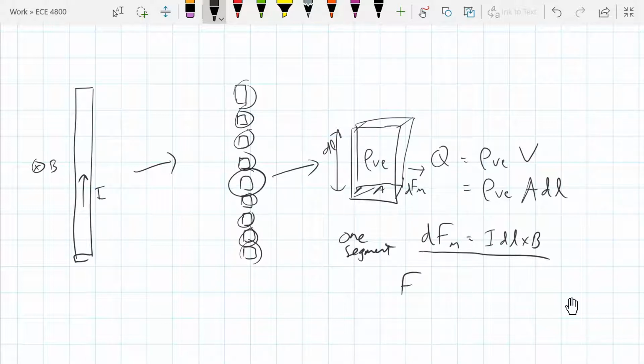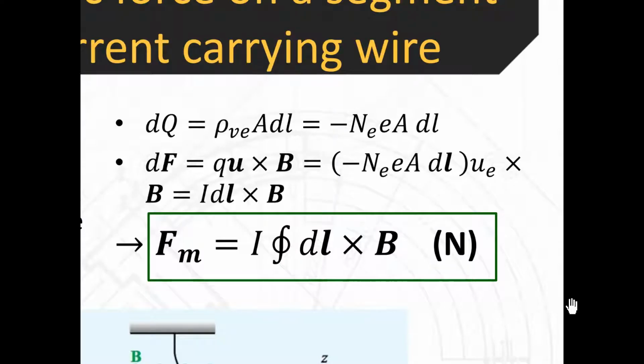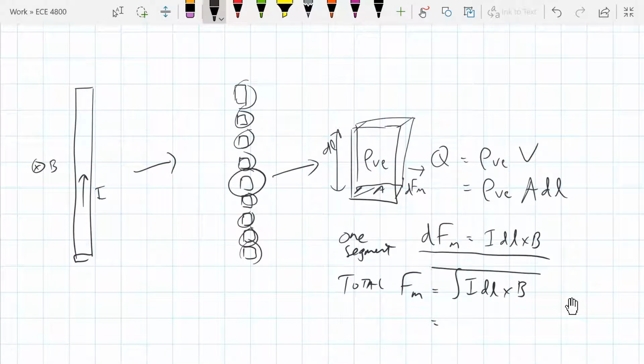So the total magnetic force on the wire, Fm, is equal to the integral of I dl cross B. That's the equation here. Let's just circle that. So this is the total force on the wire.